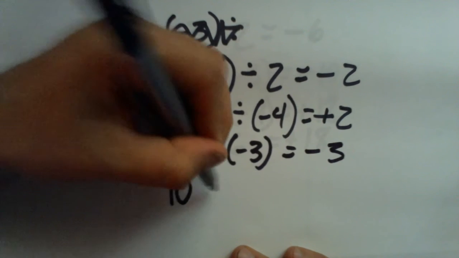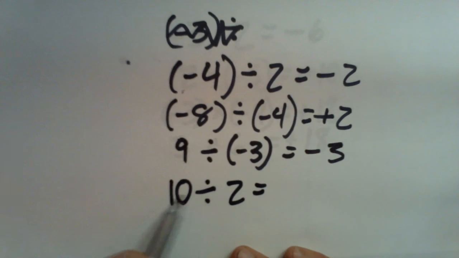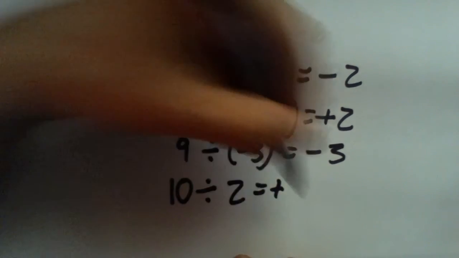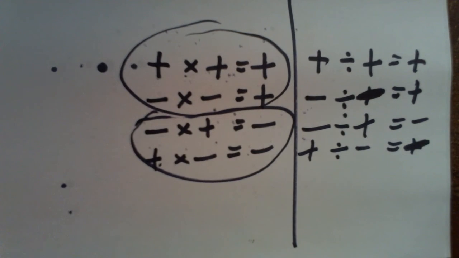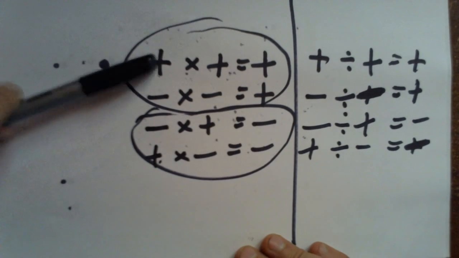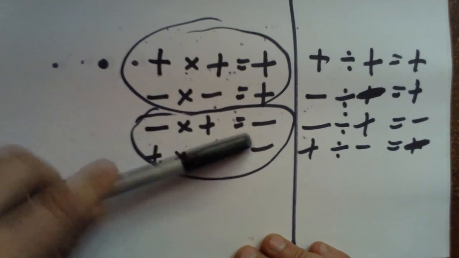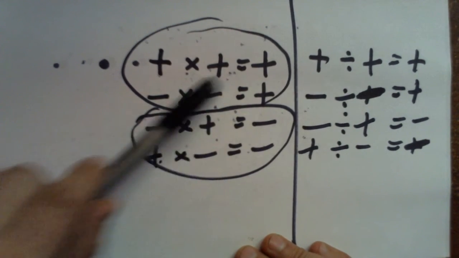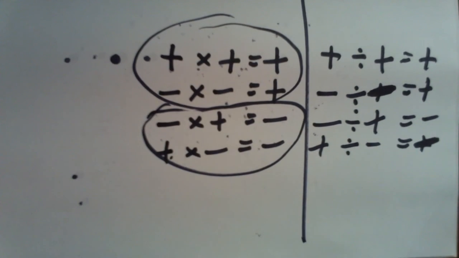Now let's do positive 10 and positive 2. Now, positive, positive. I'm going to have a positive. 10 divided by 2, that's 5. And it's as simple as that. So just remember, we got these 8 rules, but only remember 2 of them. The same signs are positive, the different signs are negative, and they apply for multiplication and division, exact same rule twice. So don't remember 8 rules, just remember 2.